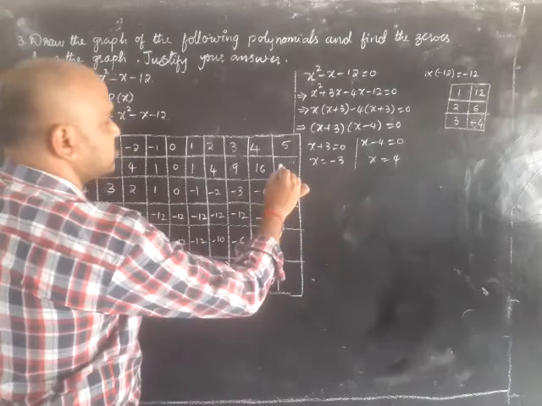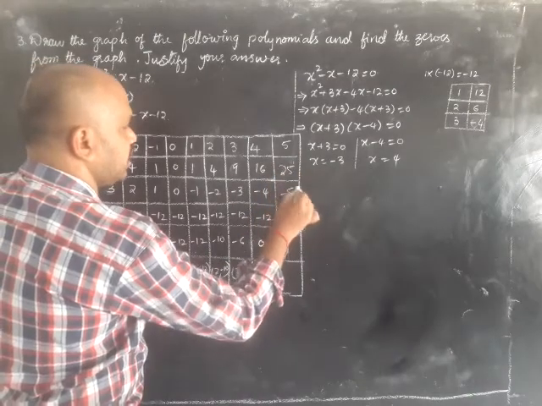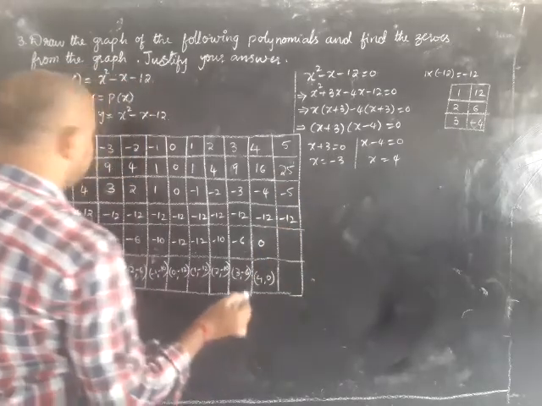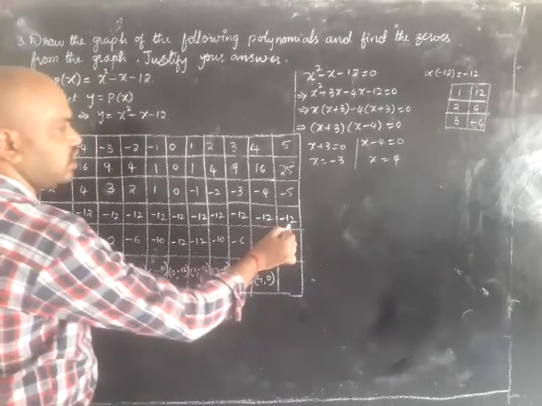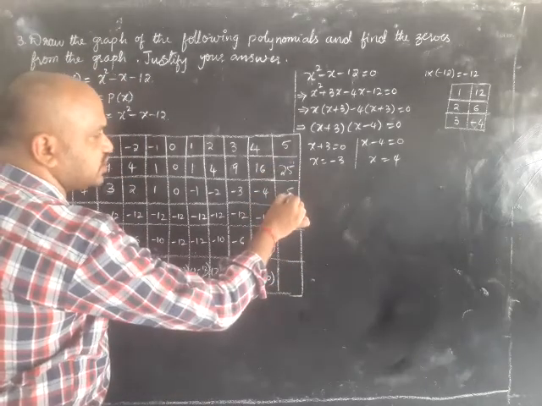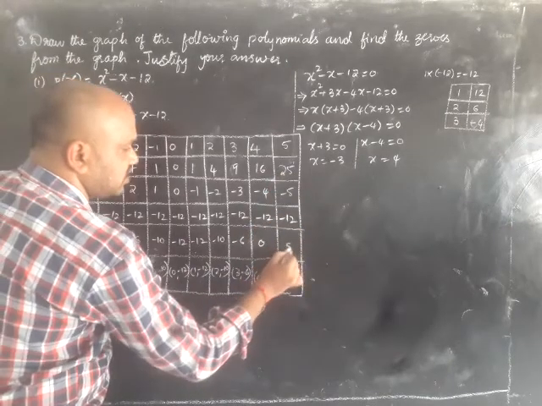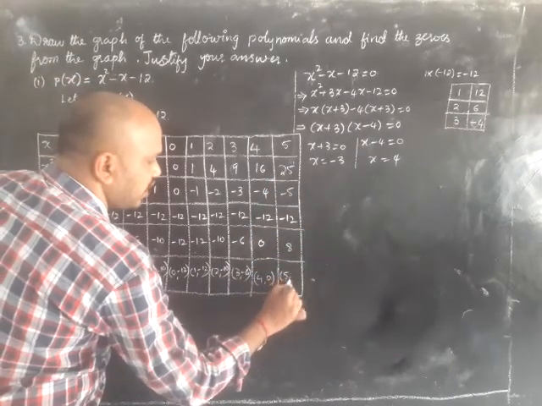Next, 5 square is 25. Minus 5, minus 12. 25 minus 5 is 20. 20 minus 12 is 8. That is 5 comma 8.